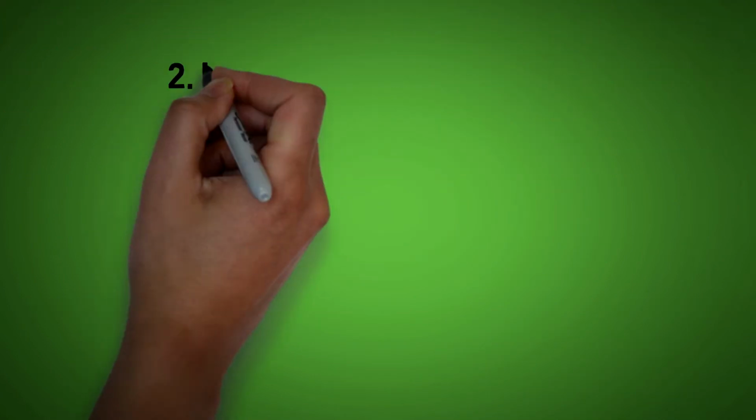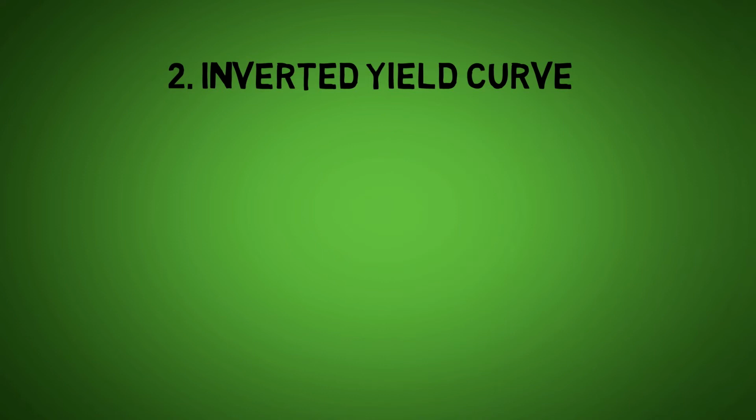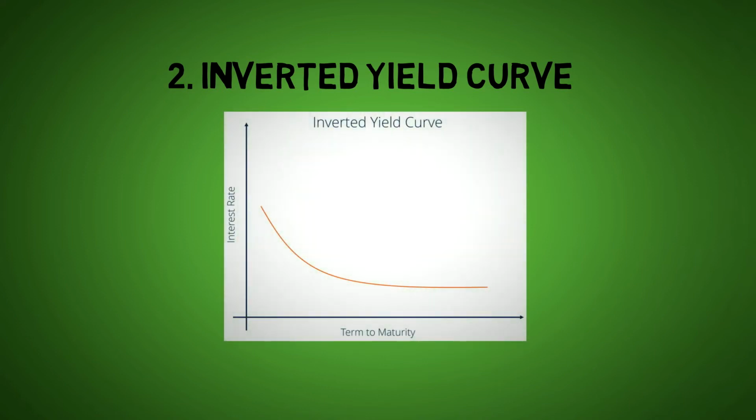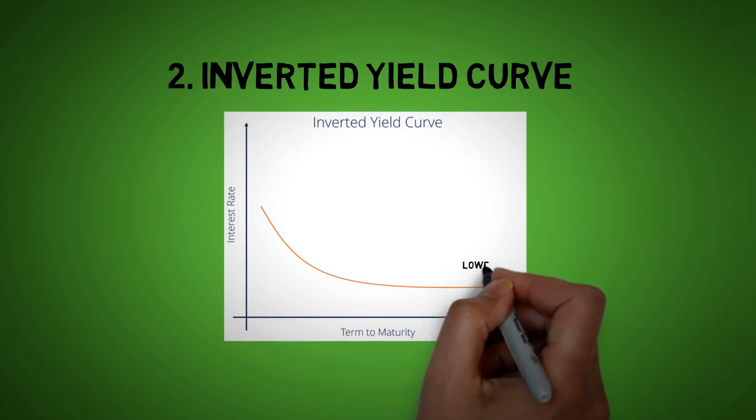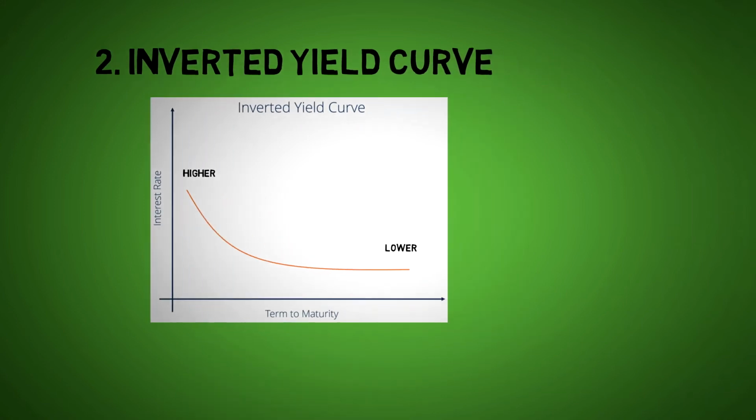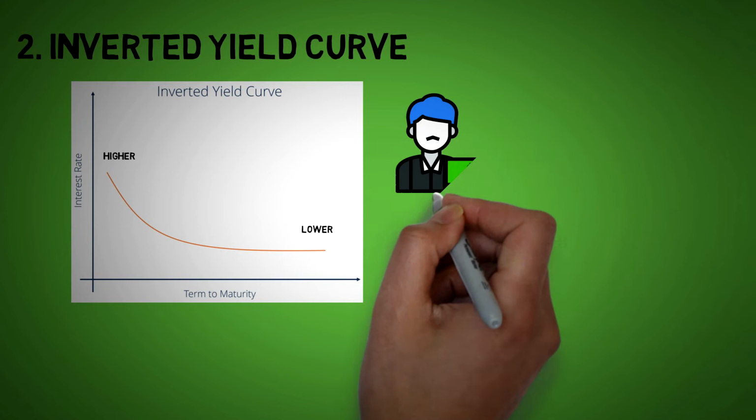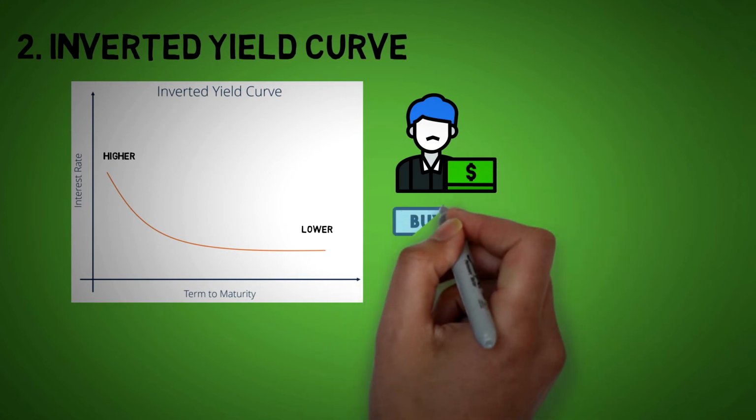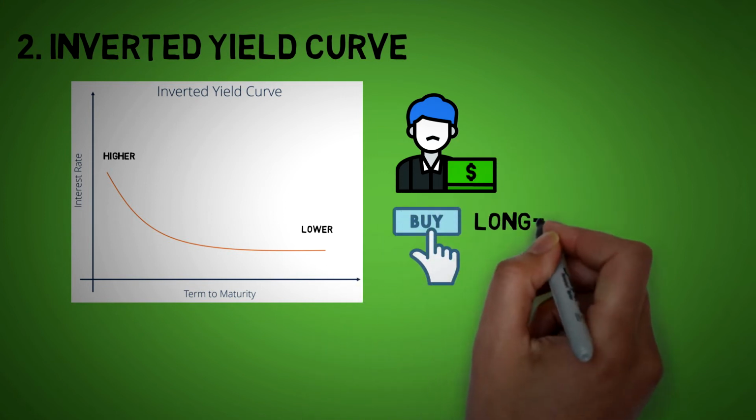Number 2. Inverted yield curve. We keep hearing this technical term associated with recessions. To keep it simple, the yield curve inverts when the yield of a long-term bond is lower than the yield of a short-term bond. This just shows that many money managers and retail investors are loading up on long-term bonds since they're concerned for the economy in the short term.